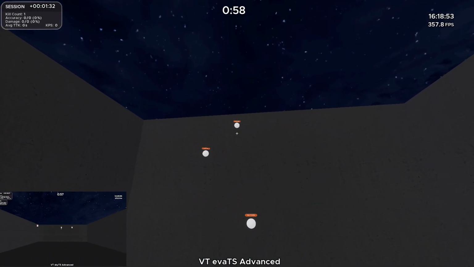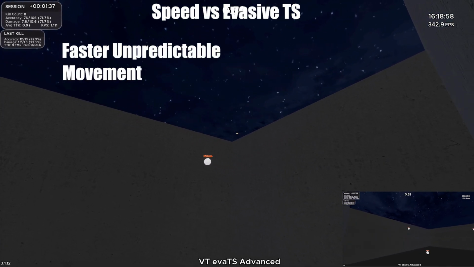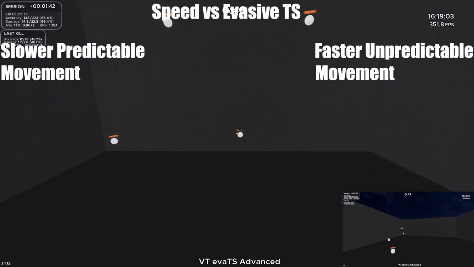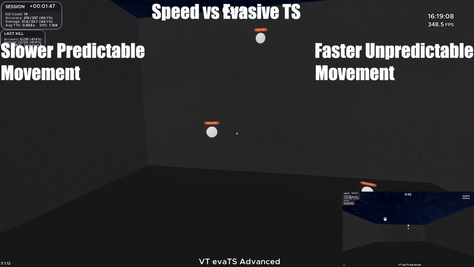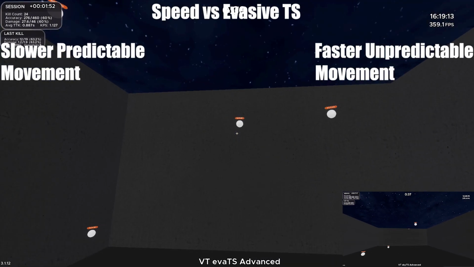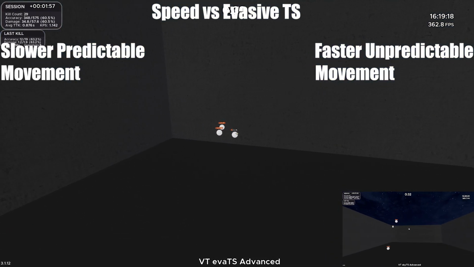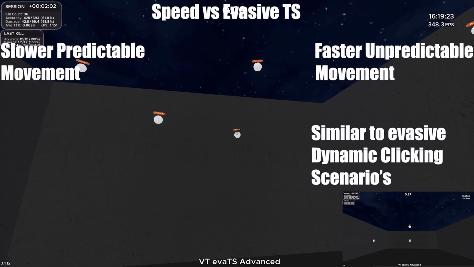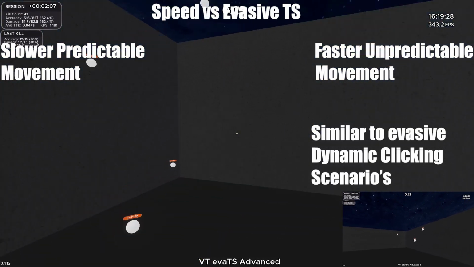The difference between speed target switching and evasive target switching, however, is that in evasive target switching, the targets move more unpredictably and erratic. If you compare speed target switching to smooth tracking, you can compare evasive target switching more to reactive tracking. The way the bots move are nowhere near as extreme as reactive tracking. They are the same kind of scenarios as the dynamic clicking scenarios with evasive bots like Pasu, but then in a target switching scenario where you're constantly holding the left mouse button.